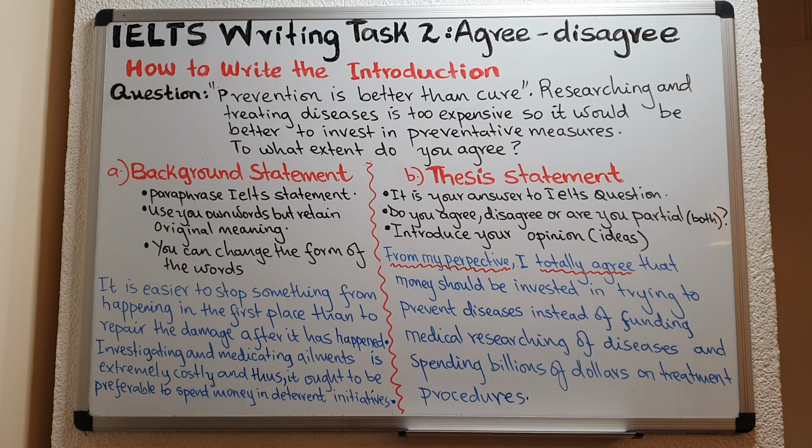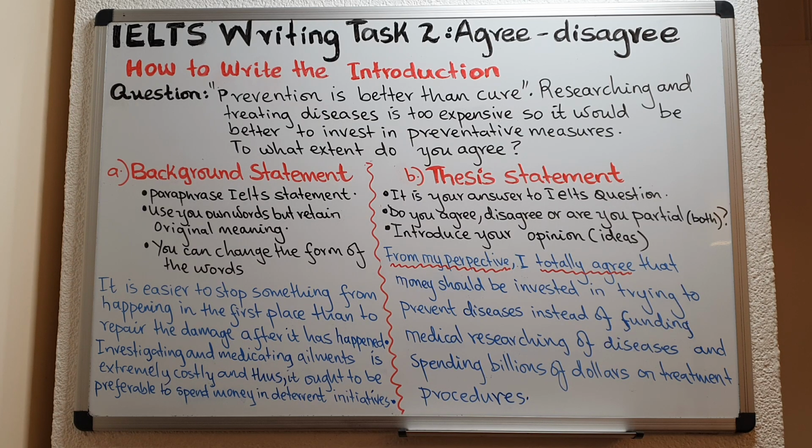The next word is preventative. I have replaced that word with deterrent. Deterrent and preventative in this essay mean exactly the same. And then the last word is measures. I replace the word measures with the word initiatives. Preventative measures, deterrent initiatives. Initiatives and measures mean exactly the same.